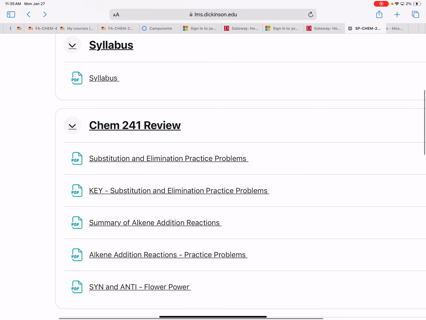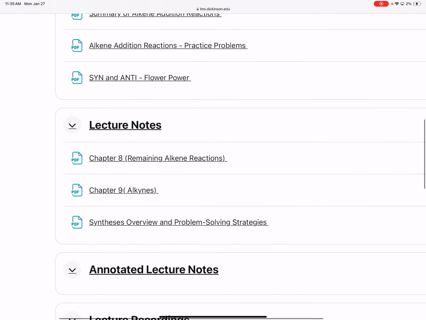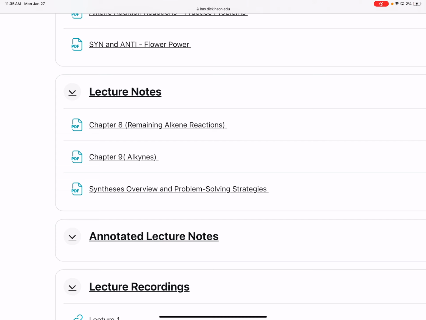Let's see. Okay, so that's all the 241 review. And then here's the lecture notes. I've got chapter 8, which is just the remaining few alkene reactions that I said we had to go through. There's 3 of them left, so that won't take too much time. And then chapter 9 is going to be our first full chapter. That's going to be reactions of alkynes.